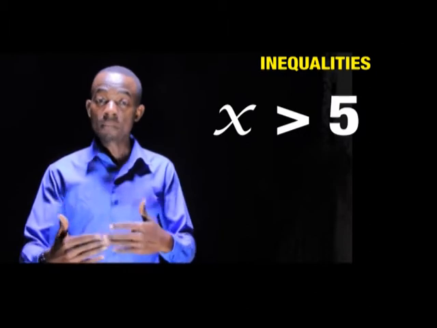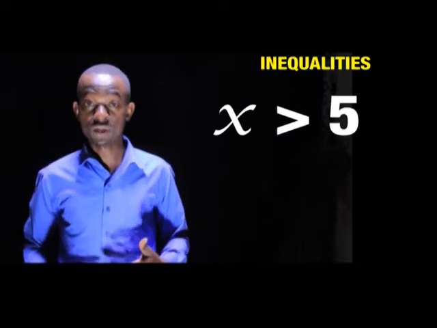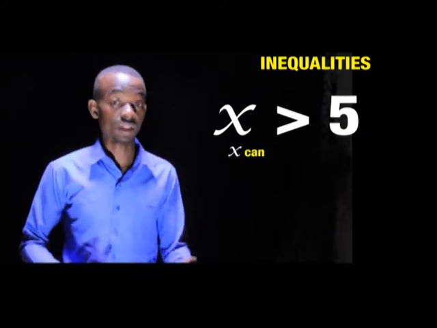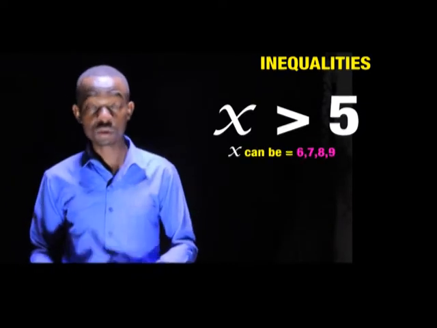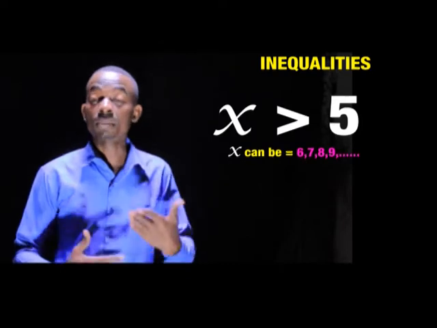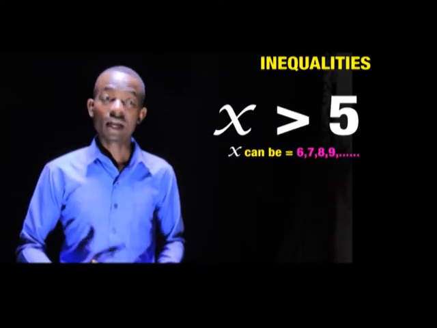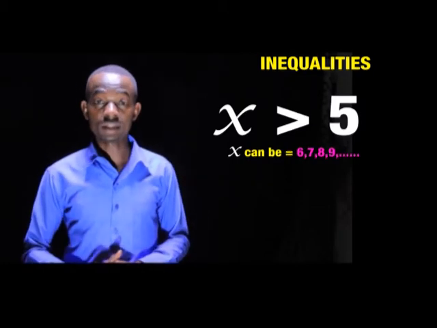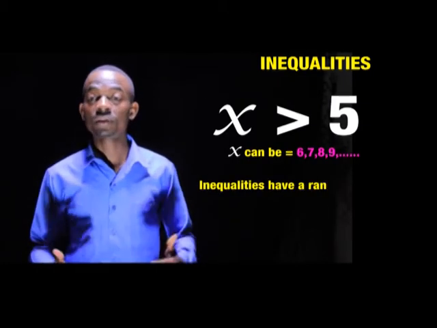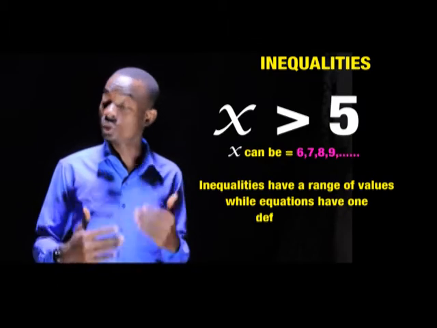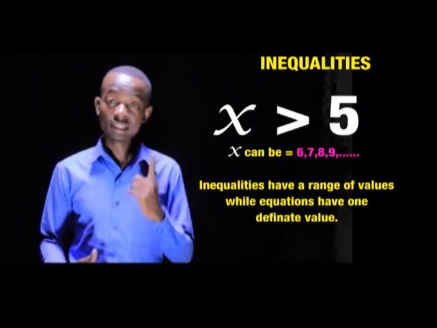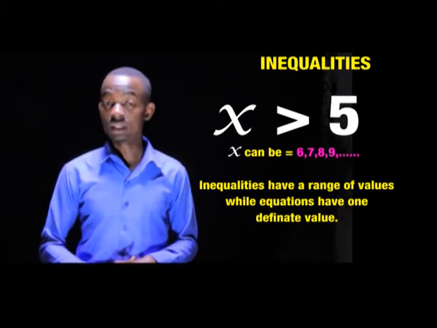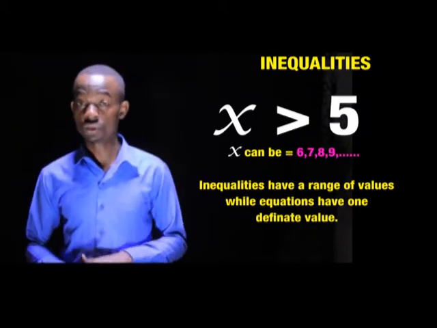So when I have x greater than 5, my answer can be 6 because 6 is greater than 5. It can be 7 because 7 is greater than 5. It can be 8 because 8 is greater than 5, and so on and so forth. So inequalities have a range of values, whereas equations have only one definite value. That's one difference between inequalities and equations.